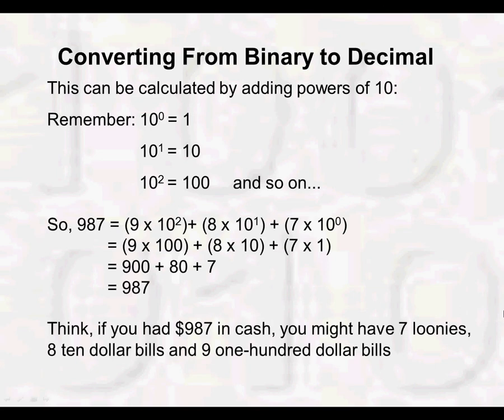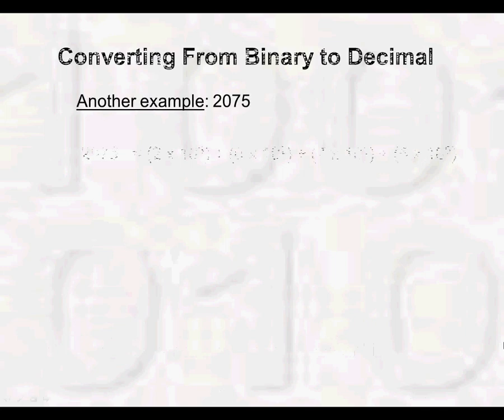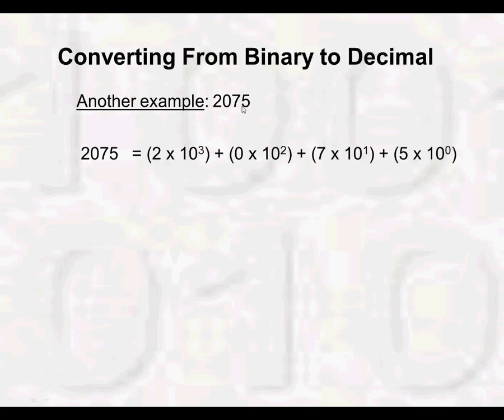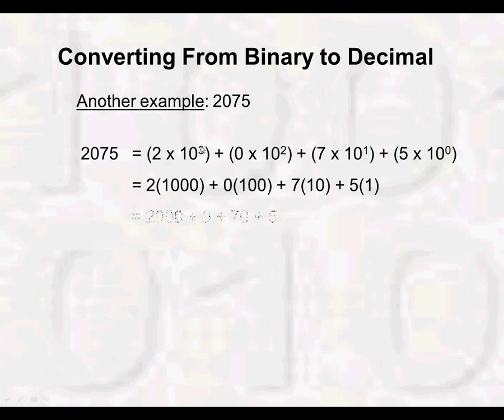Okay? Think again, another way of looking at it is if I had $987 in cash, I might have 7 loonies, 8 $10 bills, and 9 $100 bills. Again, I've got the place values. Each column has its value. Okay, another example. This time we've gone one column further. So now I've got the ones, the tens, the hundreds, and now I've got 10 to the power of 3, or the 1000s column. So I break that down, and I end up with the number 2075.